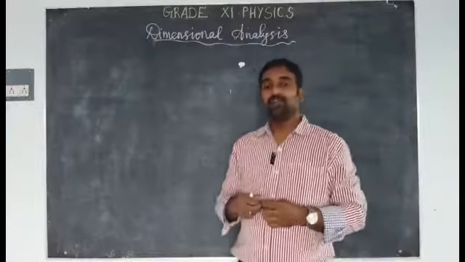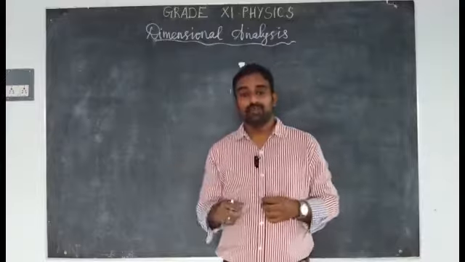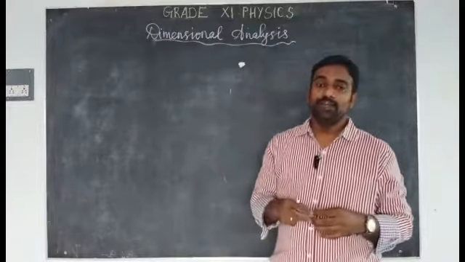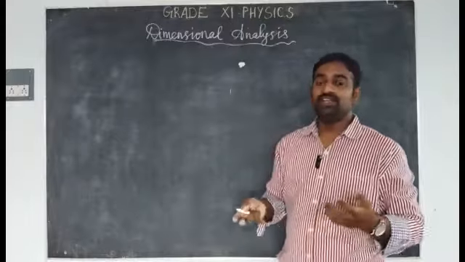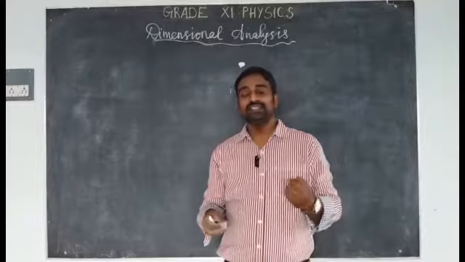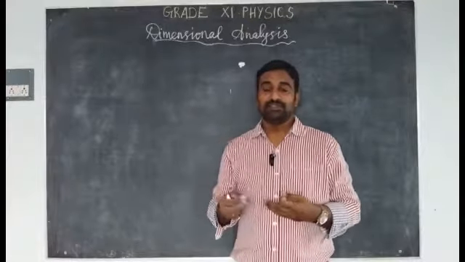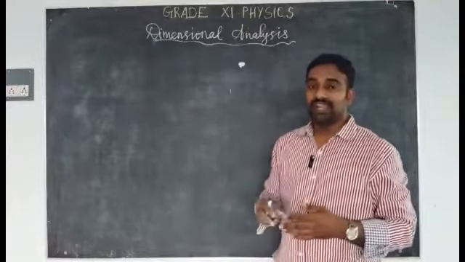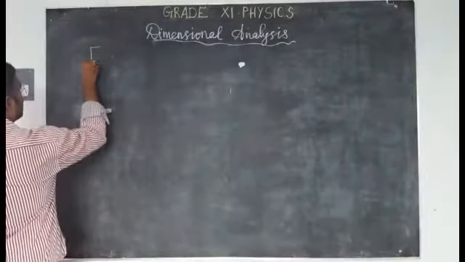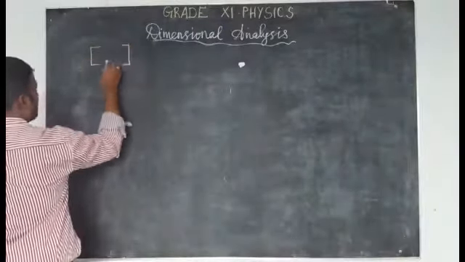Example, if we want to know the area, we use the fundamental quantity side into side, that is length into length. Similarly, if you want to find the volume, it is a derived quantity. To get it, we use the fundamental quantity, length into length into length, side into side into side. So we'll get the derived quantity. Mostly it is expressed in terms of square brackets.